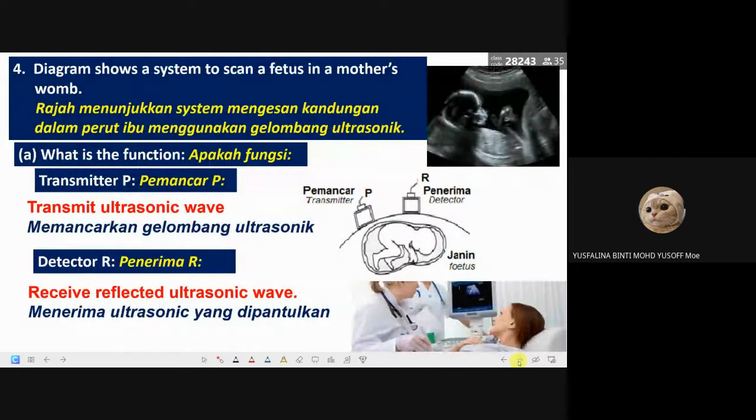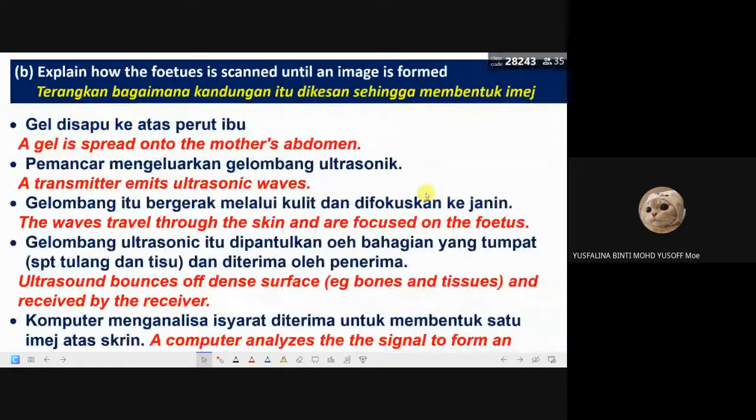So number four, this is a diagram showing a system to scan a fetus in the mother's womb. What is the function of P? P is the transmitter. This is to transmit the ultrasonic wave. And this is the detector. Of course, it will receive the reflected wave. So that is the function.